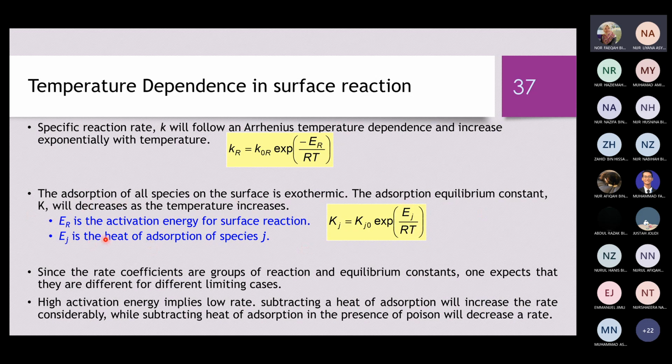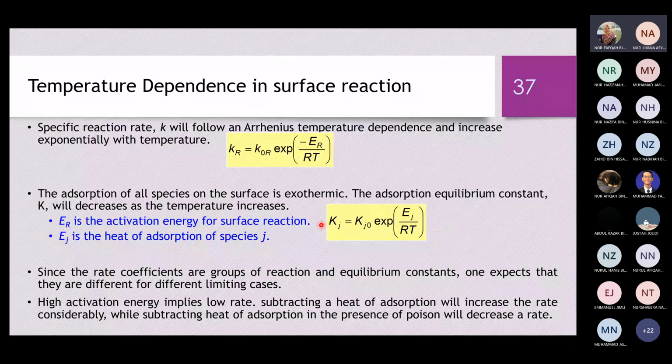So ER, compared with the Arrhenius equation, is the activation energy for the surface reaction. EJ, namely the heat of adsorption. So in reaction 1, we write it as delta H, which is the heat of adsorption. Okay, so that's the difference between these two equations.